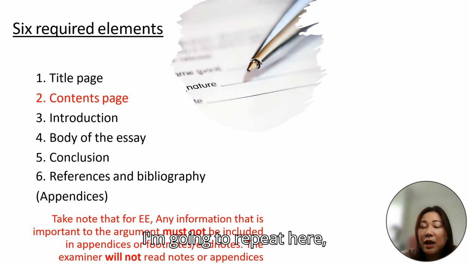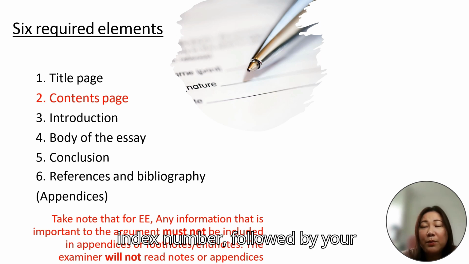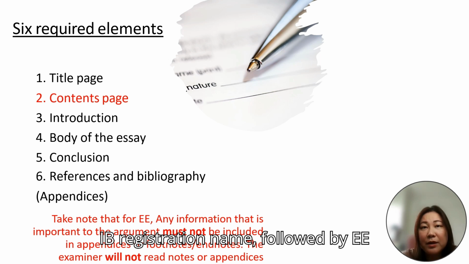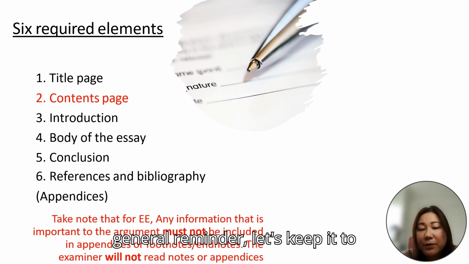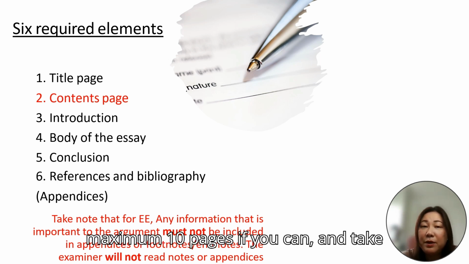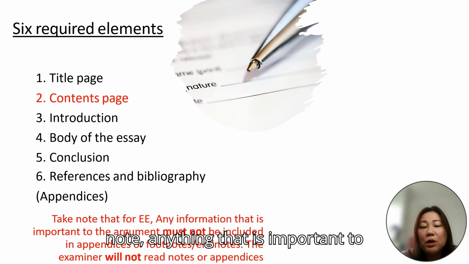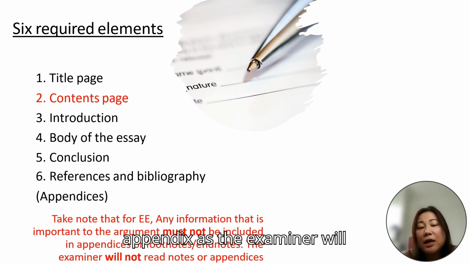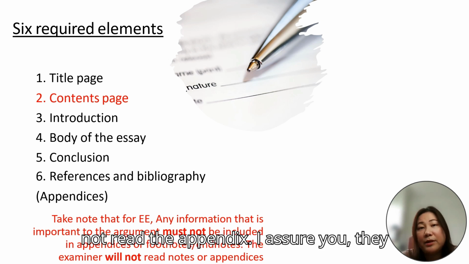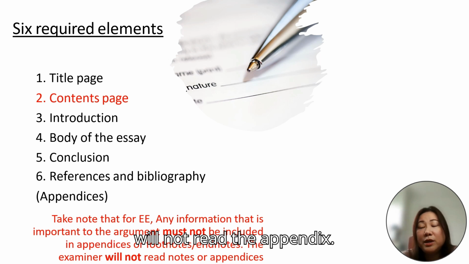And as you name your file, keep to the correct file name format. As stated earlier, I'm going to repeat here, 002329 dash your file index number, followed by your IB registration name, followed by ee.pdf. Now, regarding appendix, a general reminder, let's keep it to maximum 10 pages if you can, and take note, anything that is important to the argument must not be included in the appendix, as the examiner will not read the appendix. I assure you they will not read the appendix.